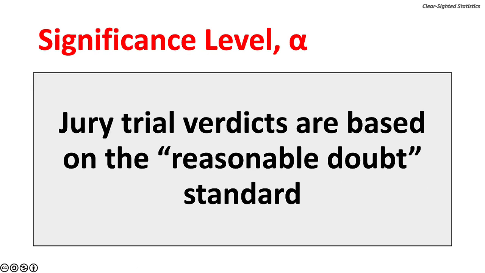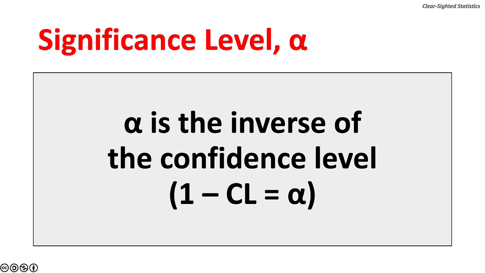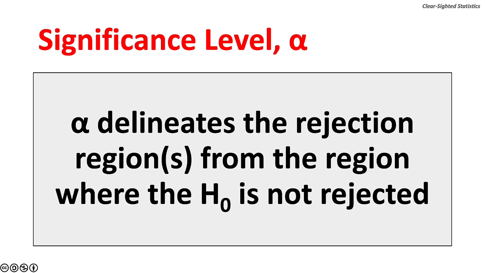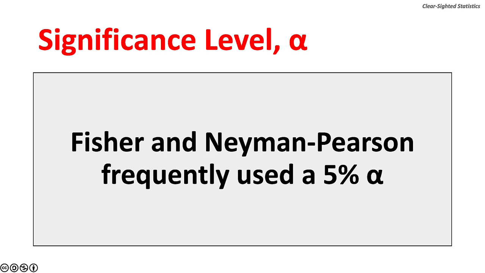Jury trial verdicts are based on the reasonable doubt standard. Null hypothesis significance test decisions are based on the significance level, or alpha. The significance level is the inverse of the confidence level: 1 minus the confidence level equals the significance level. The significance level designates the rejection region or regions from the region where the null hypothesis is not rejected. The significance level, or alpha, is set at the start of the test. Both Fisher and Neyman-Pearson frequently used a 5% significance level.